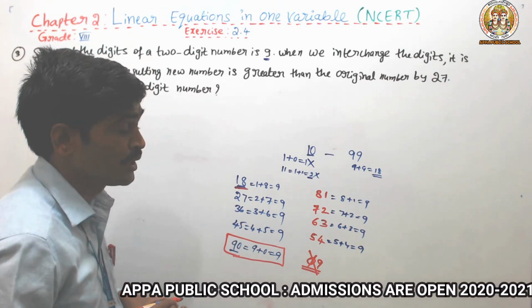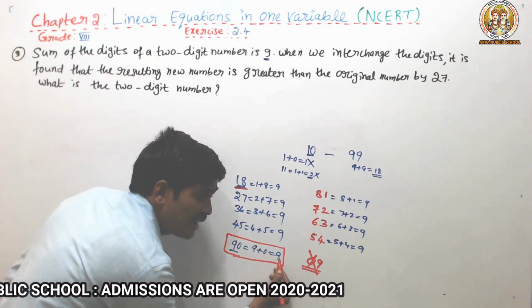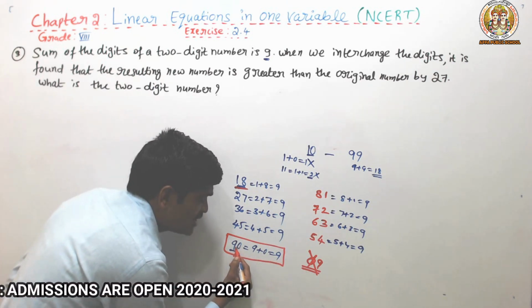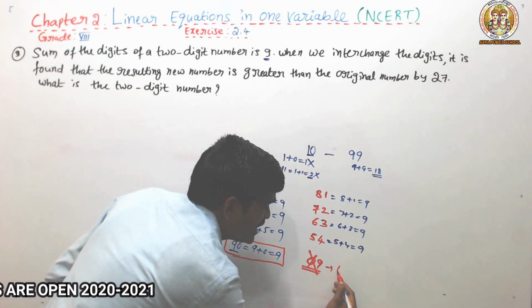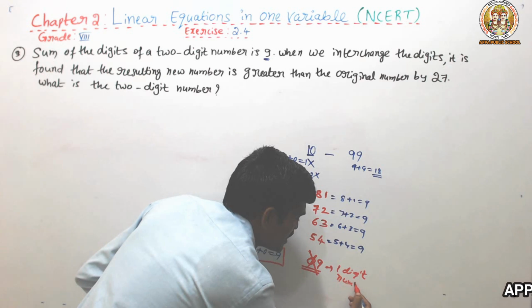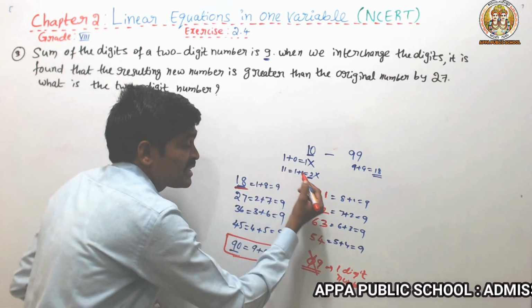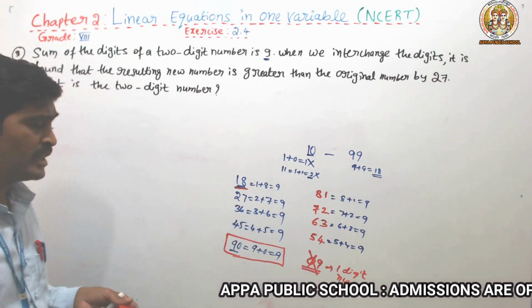90 is not possible. Why? Because, my dear students, 90 means sum of the digits 9 plus 0 will get 9. But if we interchange the number, 90 will become 09. It should be a one digit number. That's why it is failed. So it is not possible. So our answer should be in these 8 only. Understood the concept, my dear students?